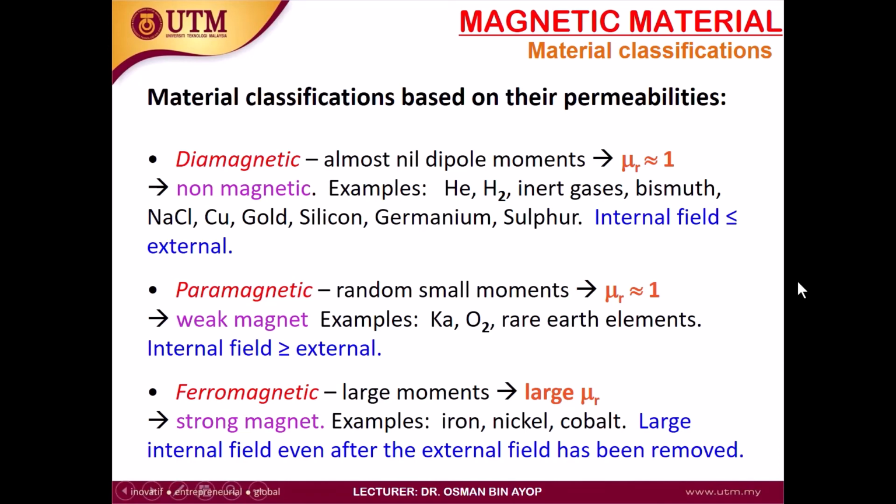The third material is what we call ferromagnetic. This is very important. The ferromagnetic has a large moment and also a large mu r. We consider ferromagnetic as a strong magnet. For example, iron, nickel, and cobalt. For this material, it has a large internal field even after the external field has been removed. That means when we expose this kind of material to an external field, after we remove it, it still gives the magnetic effect.